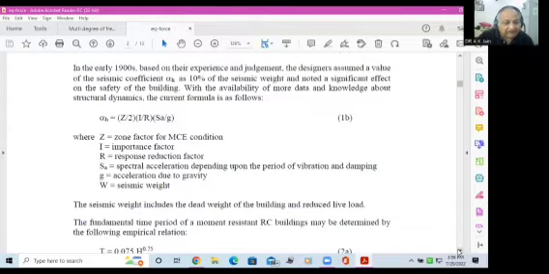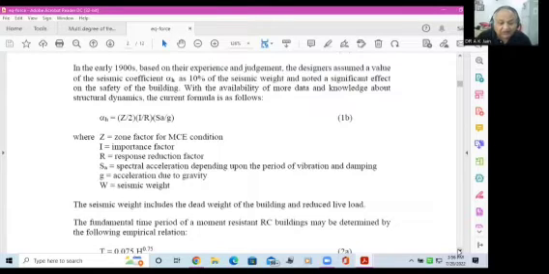Now the formula for alpha H is given here, that is Z/2 times I/R times Sa/g. Z is the zone factor for MCE condition, that is maximum considered earthquake. I is the importance factor, R is the response reduction factor, Sa is the spectral acceleration, depending on the period of vibration and damping of the building. g is acceleration due to gravity, and W is known as seismic weight.